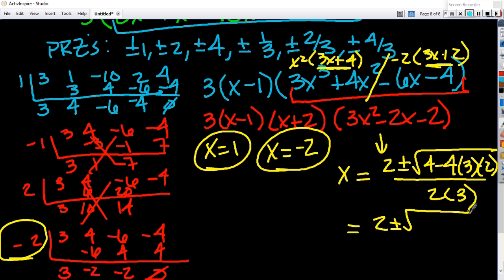Plus or minus 12, 24. 4 plus 24 is 28. But that's a -2 right there.